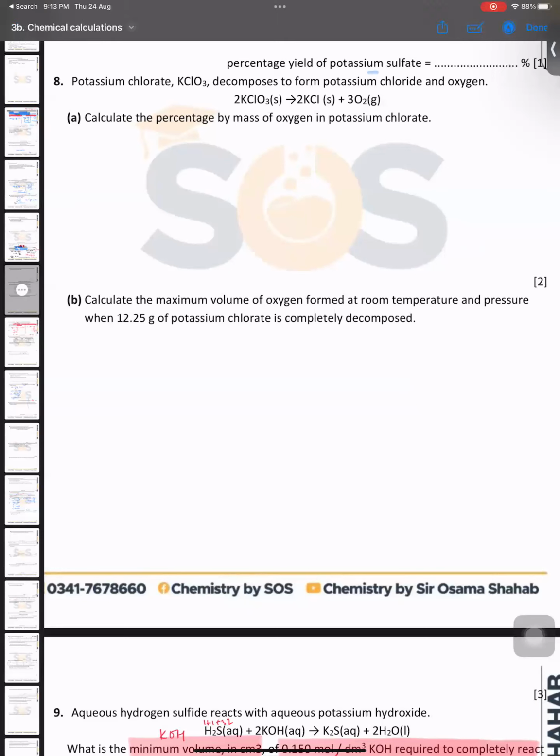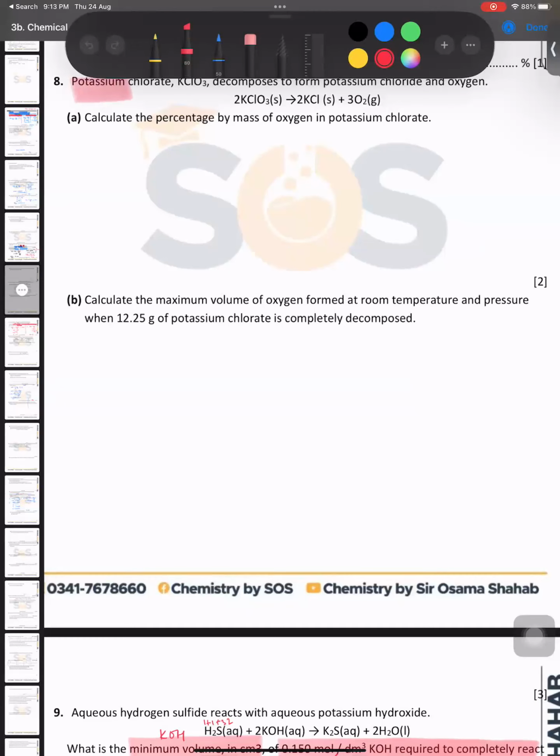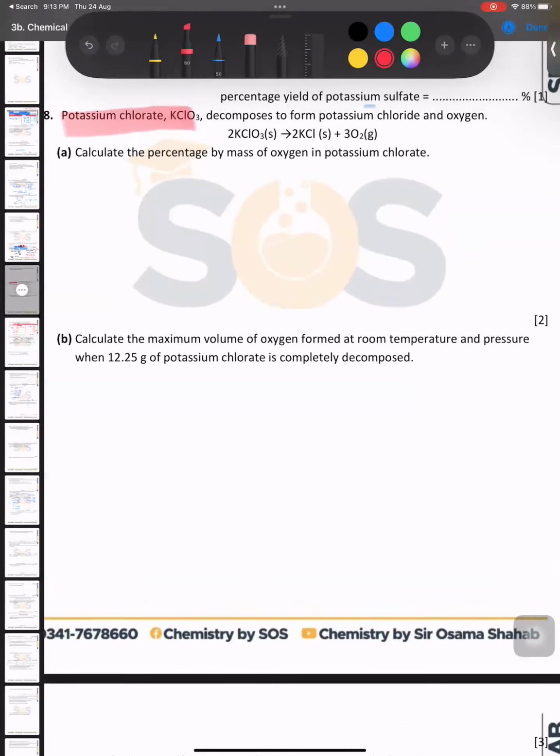We have a question over here. The question is saying that we have potassium chlorate. The formula is given: KClO3 decomposes to form potassium chloride and oxygen. And the equation is also given to us, right? And the question is: calculate the percentage by mass of oxygen in potassium chlorate.